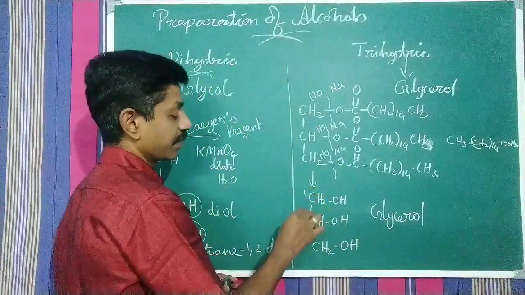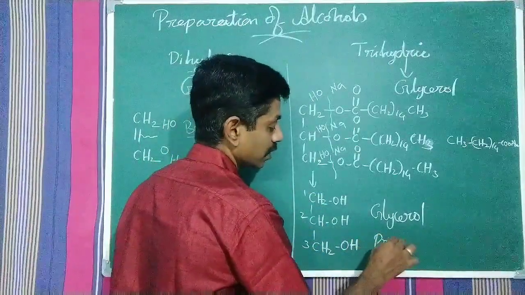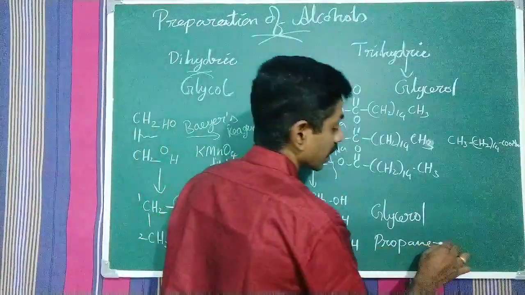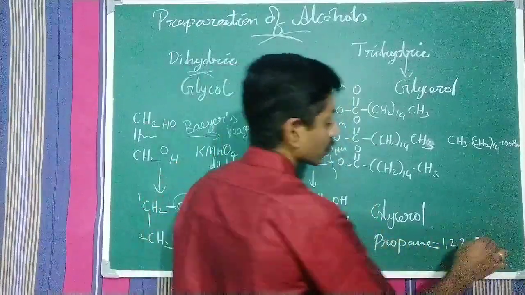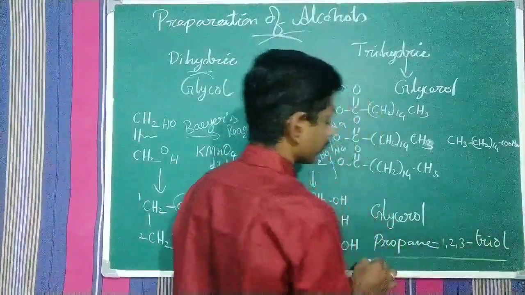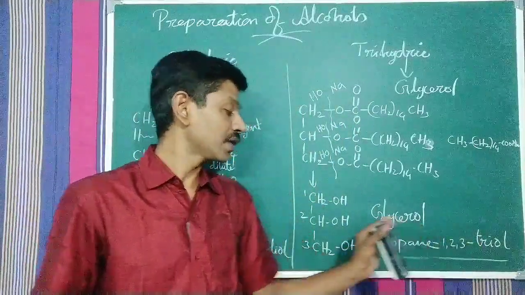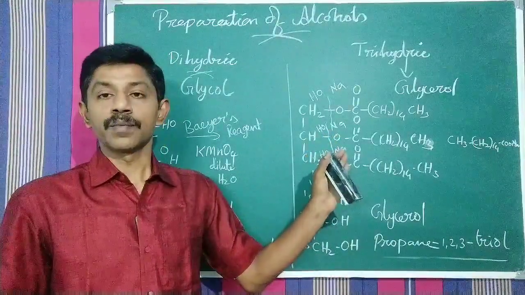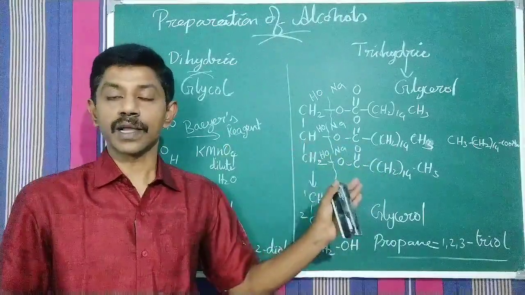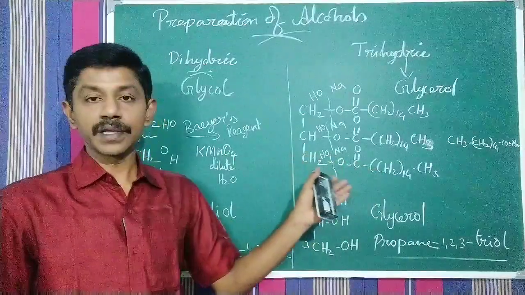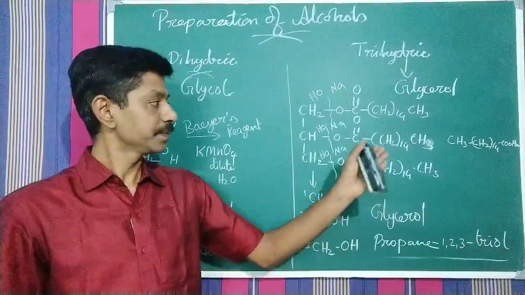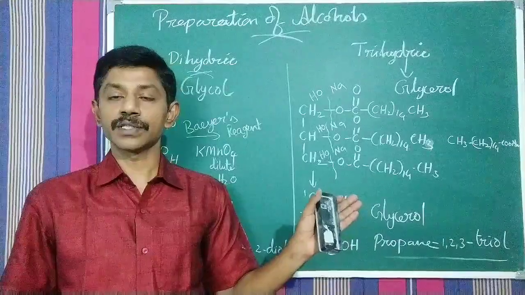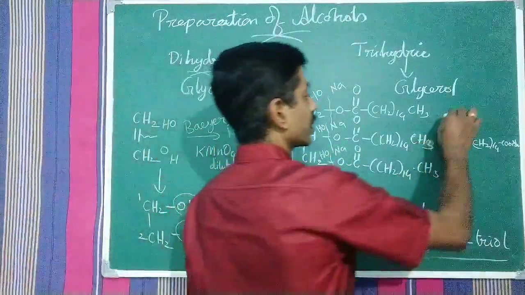So how to give the IUPAC name? We have already learnt three carbon atoms, so it is prop, single bonded, propane. And the positions of the OH groups are 1, 2, 3, right, 3 OH groups are there, so it is a triol. So propane-1,2,3-triol is the IUPAC name for glycerol. So this is how polyhydric alcohols like glycol and glycerol can be prepared, and these two can be 2 mark or 3 mark questions. Particularly, preparation of glycerol can be asked as a special 3 mark question because it is always known as the saponification reaction.